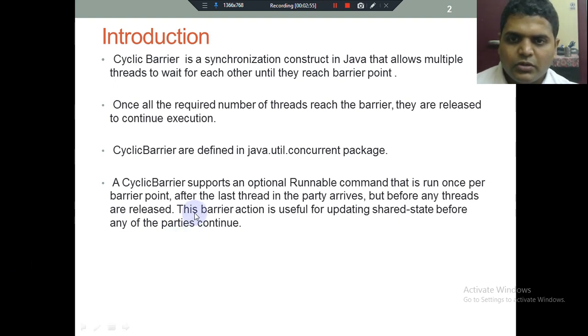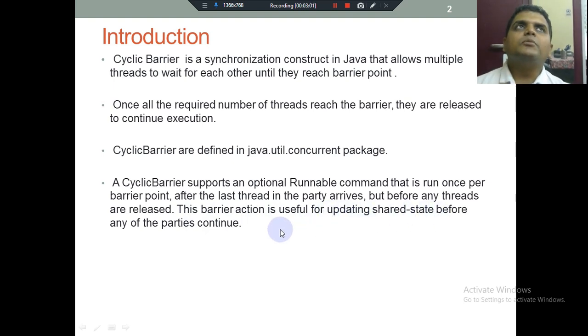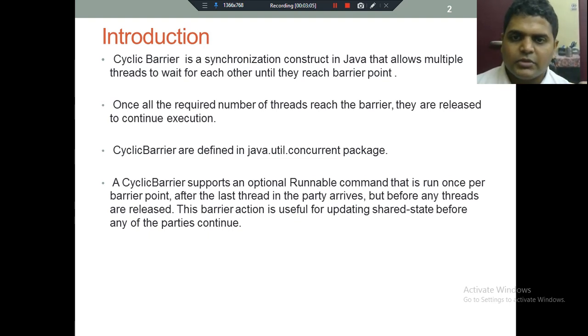The important point to note is this barrier action is useful for updating shared state before any of the party can continue. The shared state of the object can be shared before any of the parties, in the sense of multiple threads, continue.